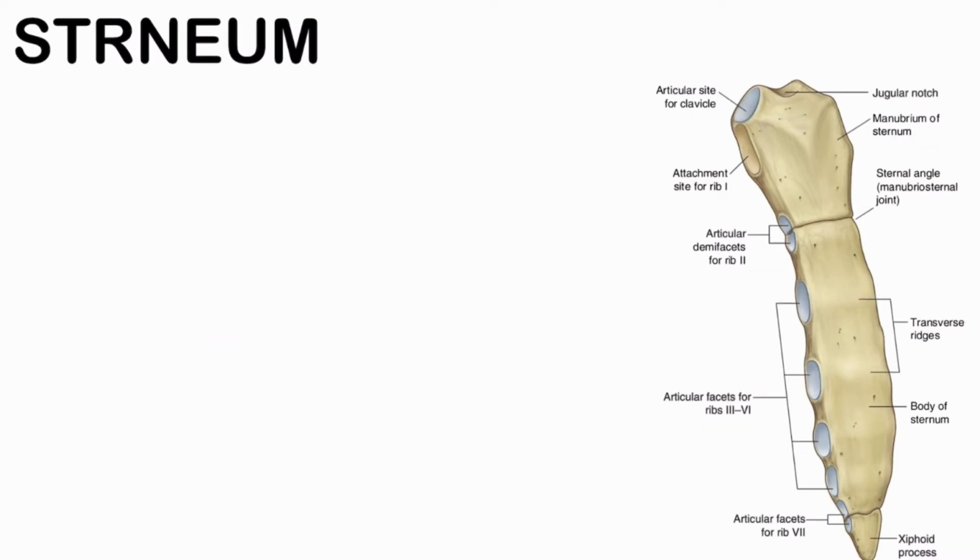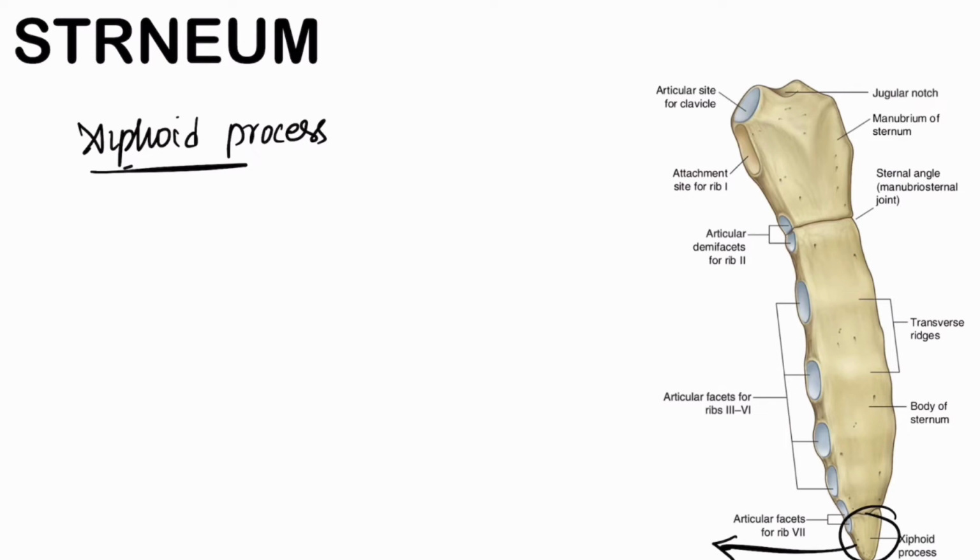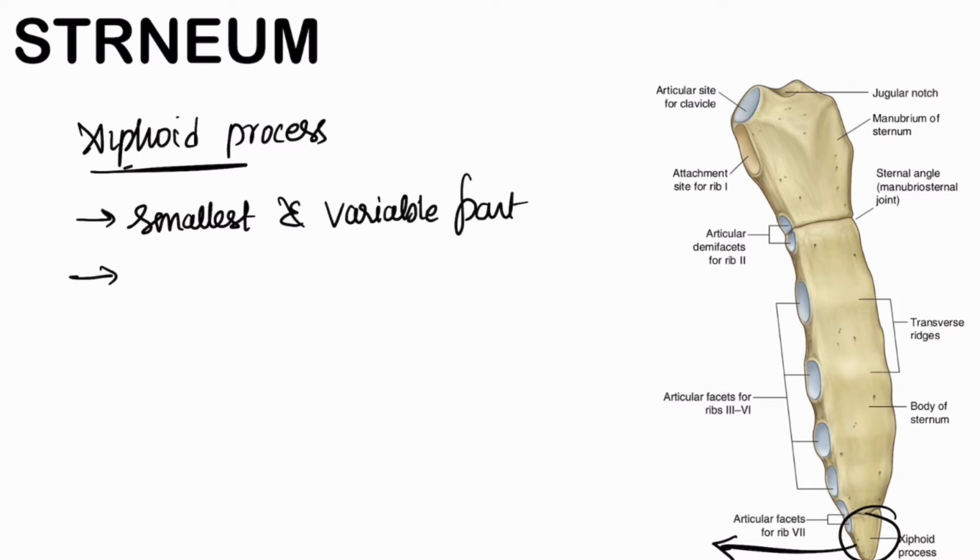Now let us discuss the xiphoid process. This is the xiphoid process here. It is the smallest part. It is the smallest and variable part of the sternum. It lies at the level of T10 thoracic vertebrae.